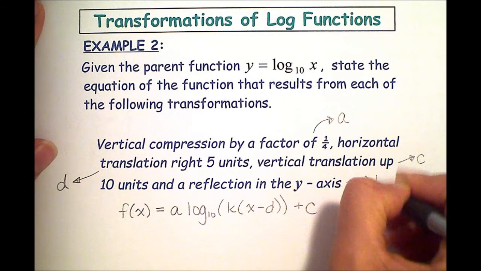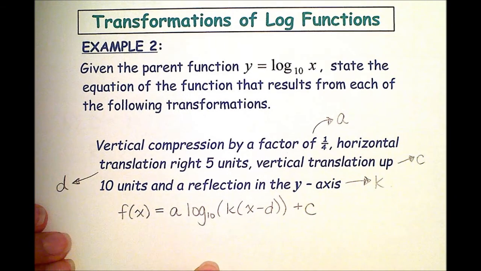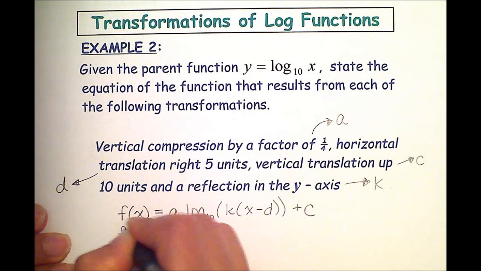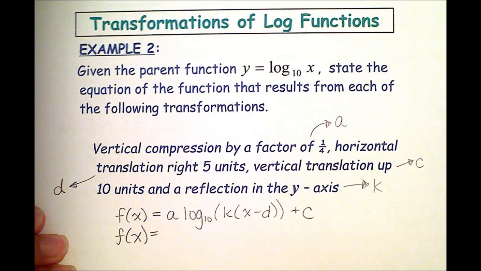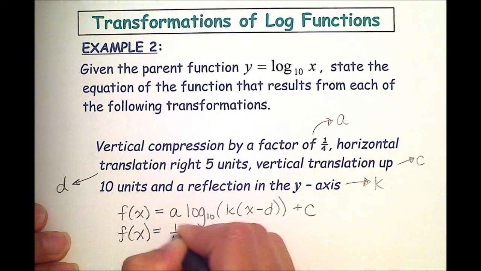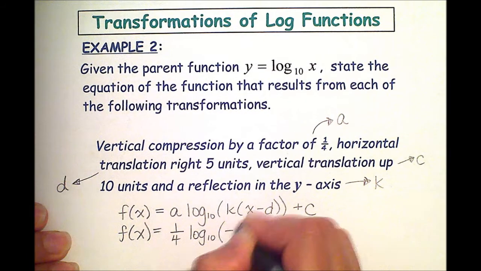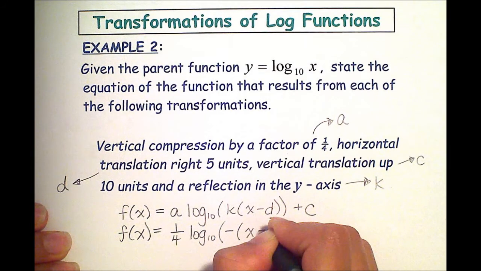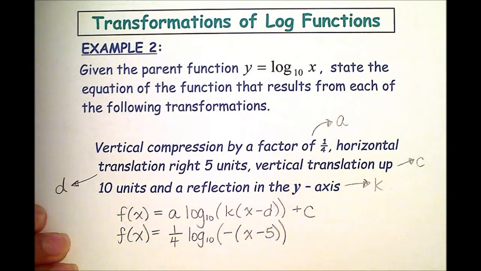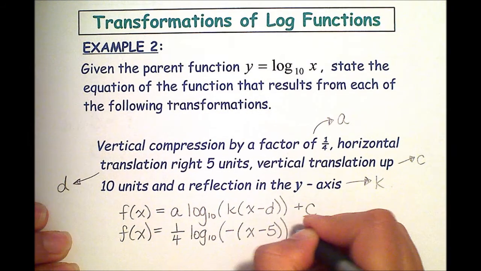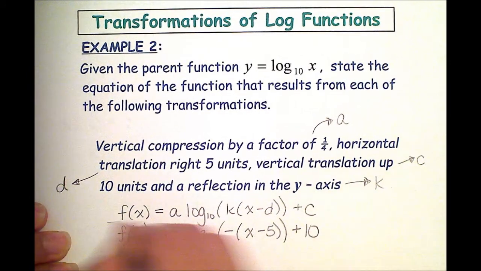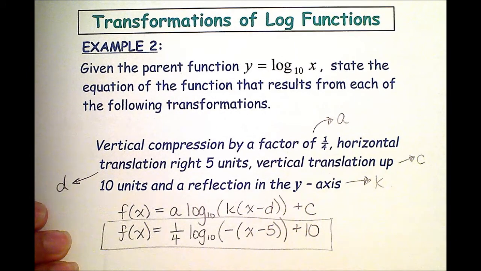k. And so if I write the transformed function here, I get f of x equals 1/4 log base 10 of negative (x minus 5), since it's moving to the right 5, and then plus 10. Okay, so there's the transformed function there.